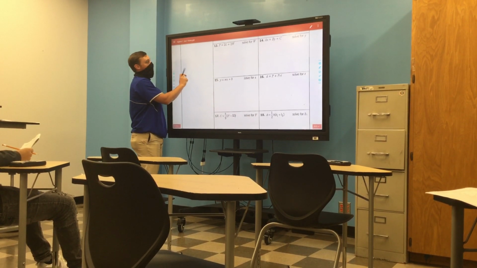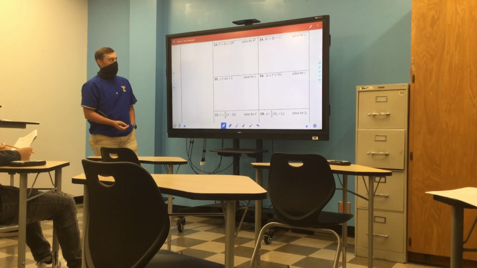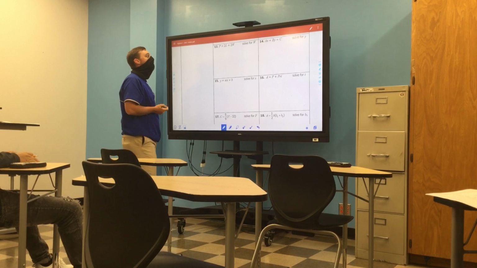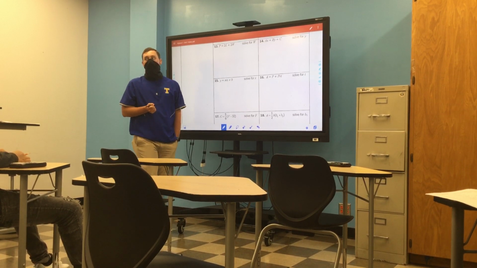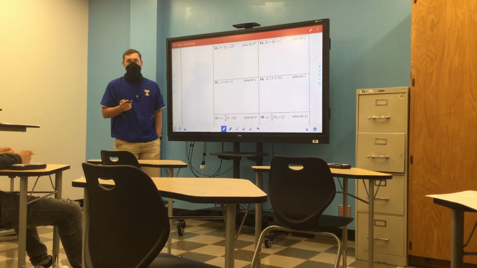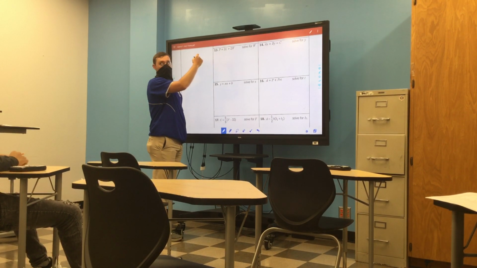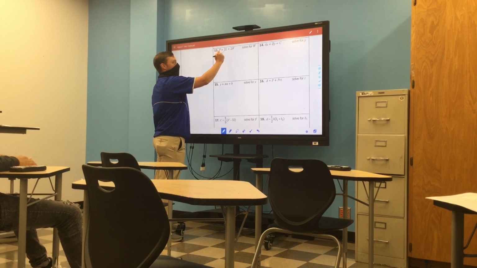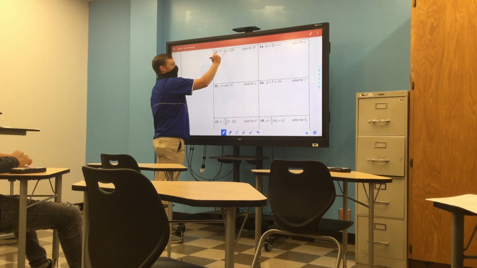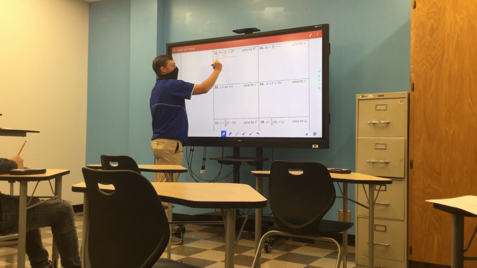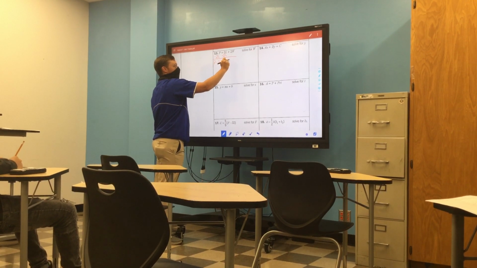Alright, solving for W, what do I need to do first? This is similar to the Adrian has a girlfriend problem, right? I've got the couple and I need to do what? Subtract away the 2L. So you get P minus 2L is equal to 2W.